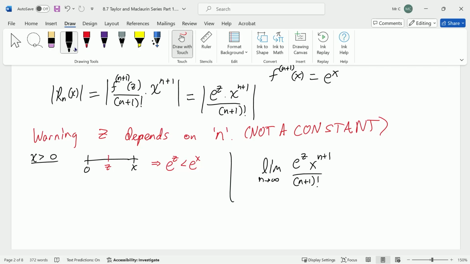So what does that tell me? That tells me that my remainder expression, e to the z times x to the n plus 1 over n plus 1 factorial, is bounded by e to the x times x to the n plus 1 over n plus 1 factorial. And it's also bounded by e to the 0, which just gives me x to the n plus 1 over n plus 1 factorial.